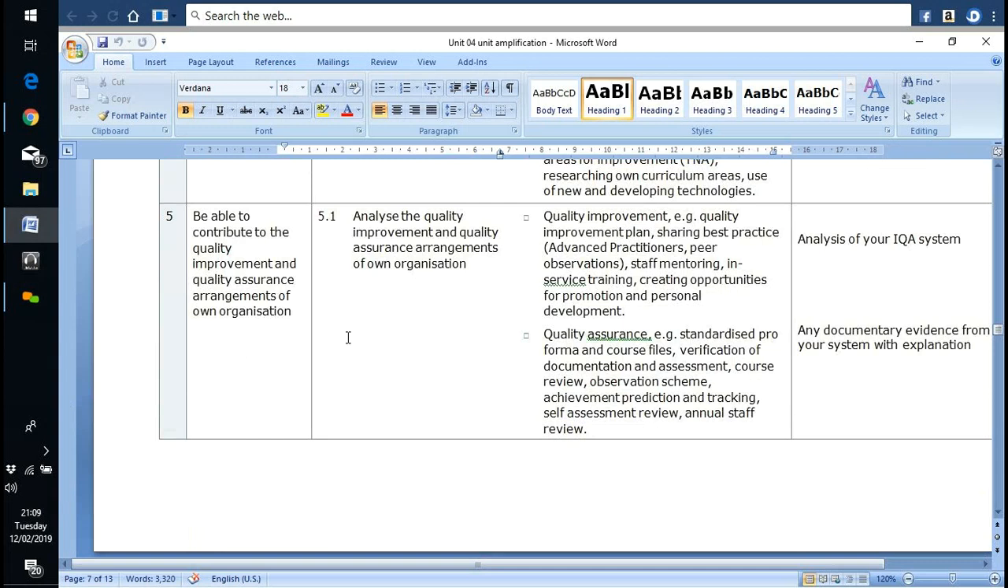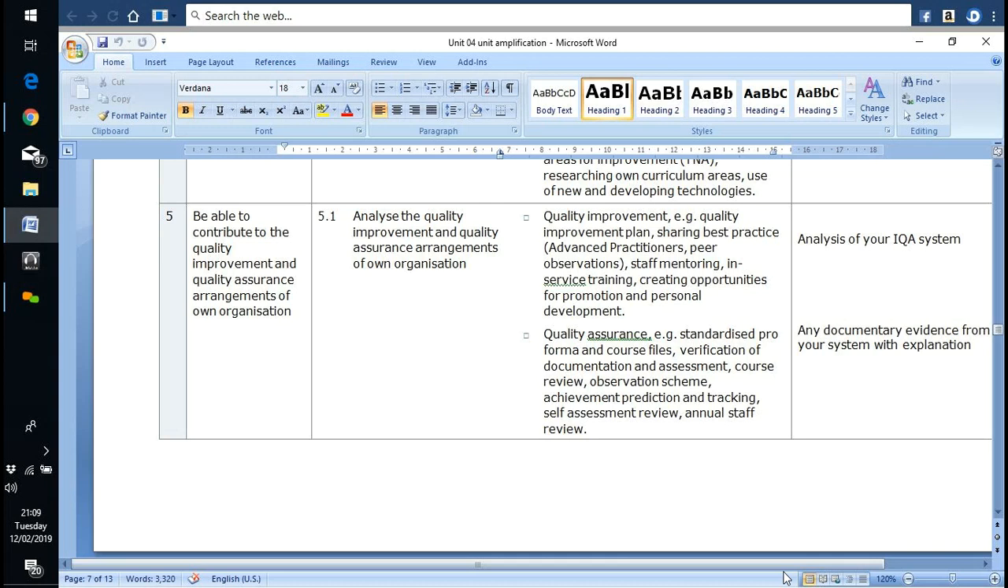5.1. Analyse the quality improvement and quality assurance arrangements. This is actually, where are you working now? So doing one day with the people with learning difficulties, and then the rest of the time just supporting learning in the music college. Right. Well, go down in Plymouth. A quality assurance system, yes.